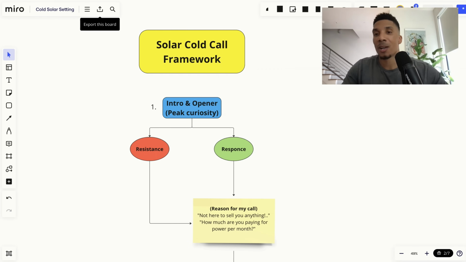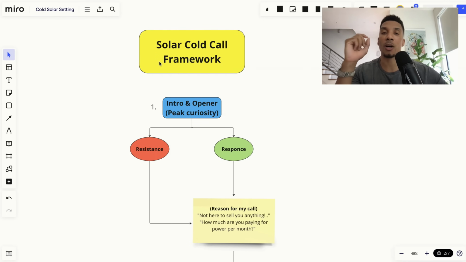Let's start off at the top. Again, whether you're using a $100 million script or not, I'm going to talk about the principles and the framework of how to get someone from start to finish of booking with you. So let's start off with the most important part of the call.